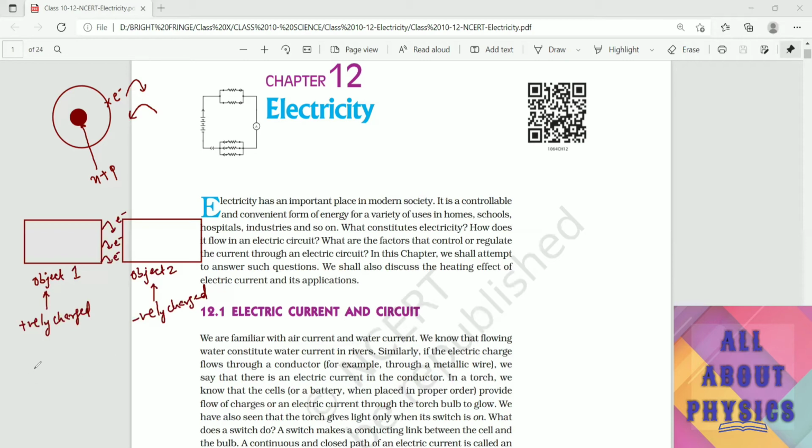So charge on an object, Q, or small q, you can take, see, charge is denoted by either capital Q or small q. So charge on an object is due to imbalance between electrons and protons, right? So an atom which loses electrons acquires positive charge because it has more protons than electrons. On the other hand, an atom which gains electrons acquires negative charge because it has more electrons than protons, right?